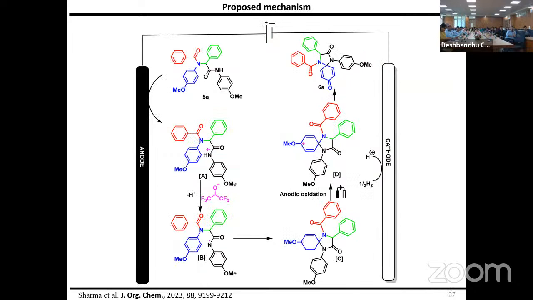Preferentially, this molecule was oxidized to a radical cation. Hexafluoroisopropanol has a low cathodic potential and can be converted into the oxide. It can abstract a proton to generate intermediate B, which has an N-centered radical, which gives the ipso-cyclization reaction, followed by anodic oxidation to synthesize our desired product.